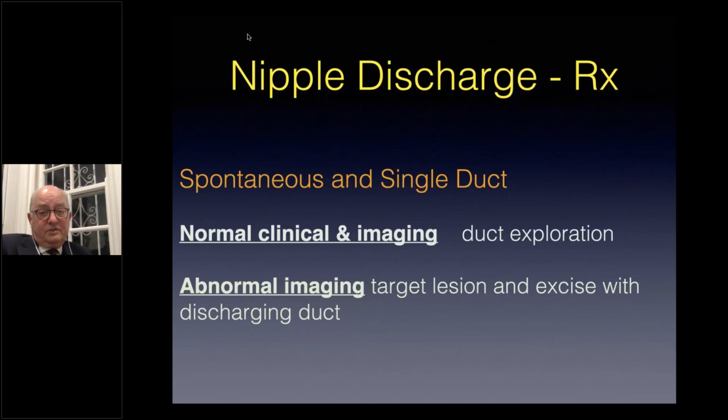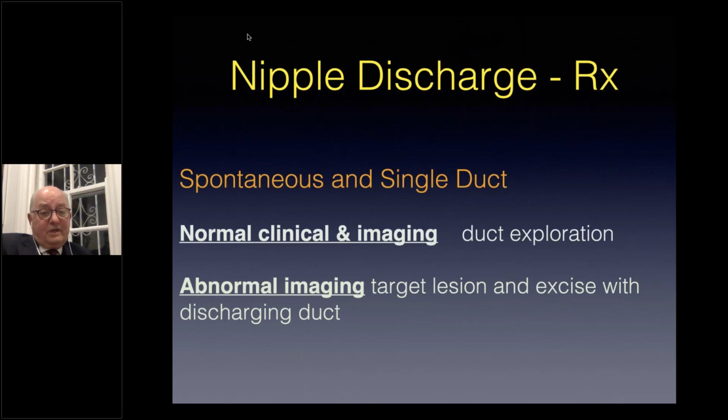Now, what do you do about nipple discharge? If it is spontaneous and from a single duct, and you've got normal clinical findings and imaging, these patients still need a duct exploration because it's very likely that there's a papilloma somewhere in one of these ducts. Although papillomas are generally benign, a few of them are associated with breast cancer, and you cannot differentiate them. So if you do have spontaneous single duct discharge, that needs to be seen, even if it's got normal clinical findings and imaging apart from the discharge, and they require a microdochectomy or duct exploration.